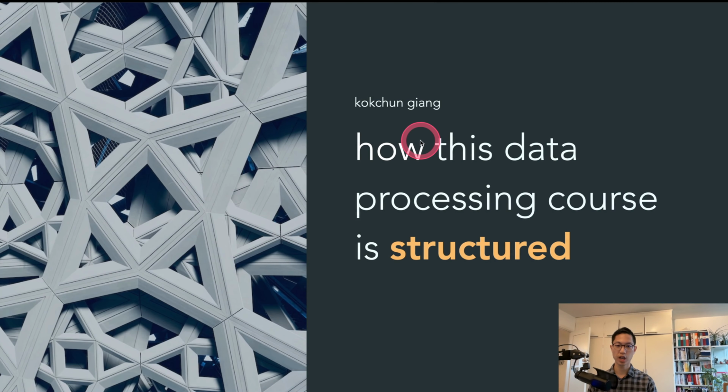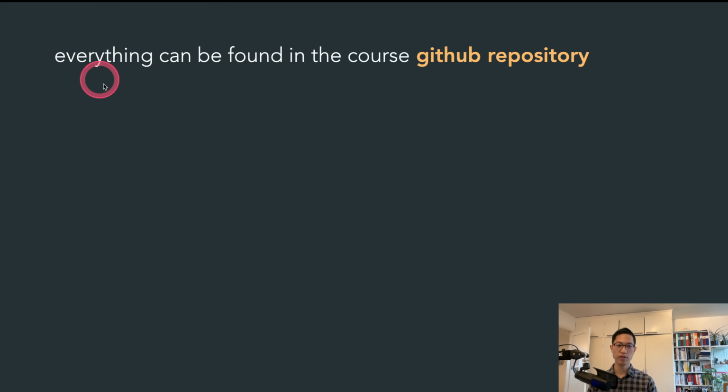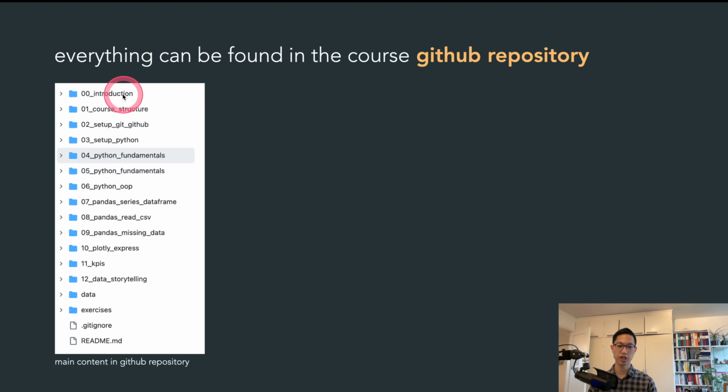So moving on to Keynote here, how this data processing course is structured. Everything can be found in the course GitHub repository, as I mentioned. Here you can see the main content in the GitHub repository. You can see that we have several lectures. 00 is the introduction, where we had slides, and you probably watched the video before about the introduction. And then 01 is the course structure, which is this one.